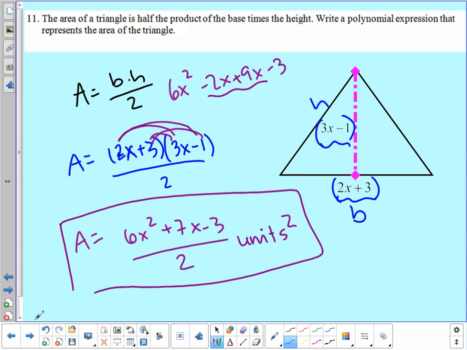Okay, so that is how we multiply binomials times binomials, or binomials times trinomials, and so on and so forth. That's our last notes video for Unit 3.